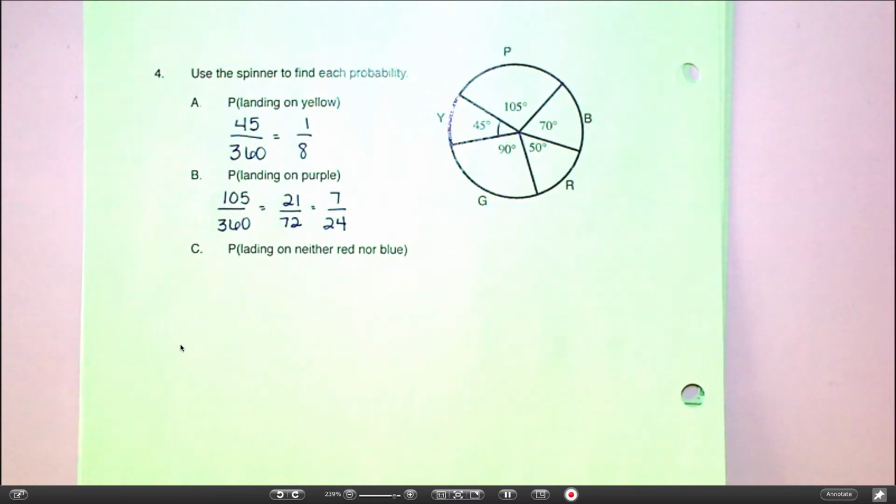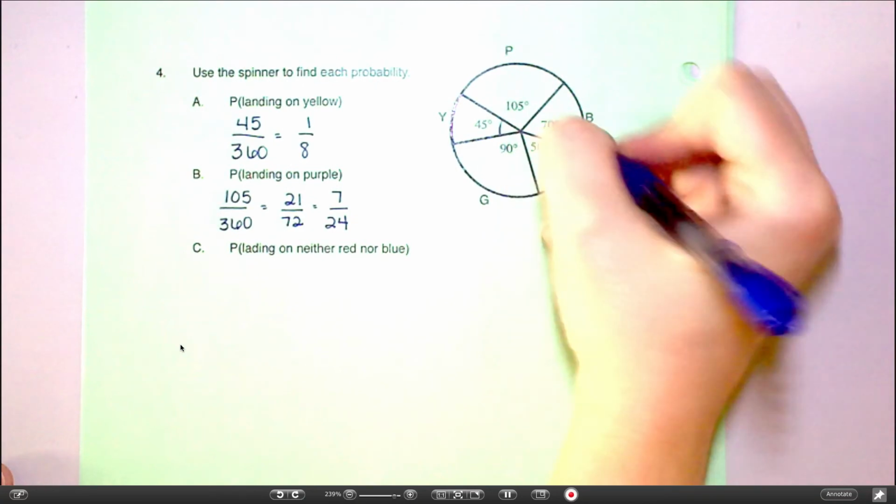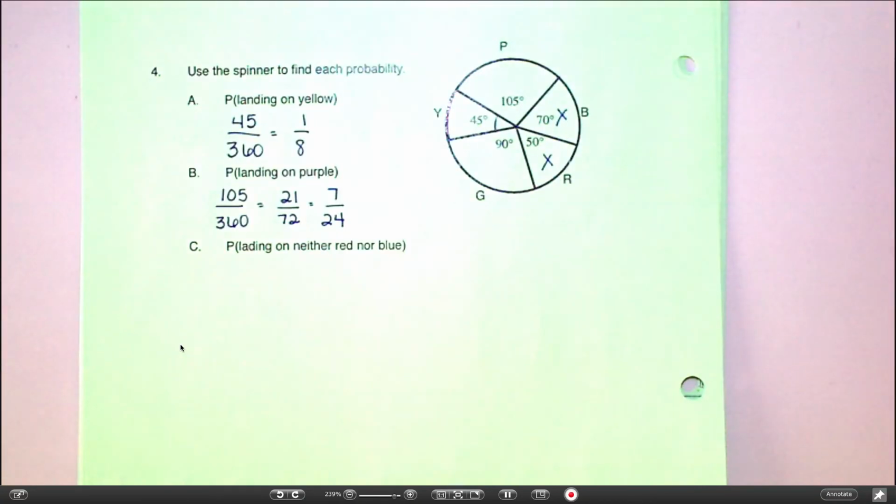Okay, look at the next question. I don't want to land on red or blue. So I don't want to land here, and I don't want to land here. What are you going to do with that? 240. Where'd you get 240 from? Okay. Robin, why don't you give it a try? You had something to say, right?